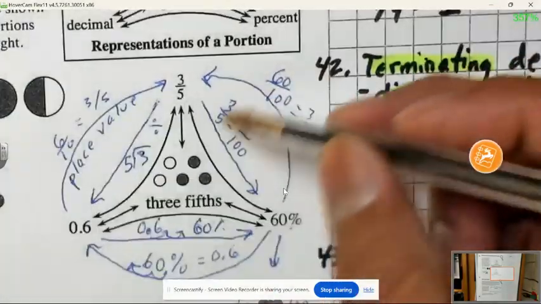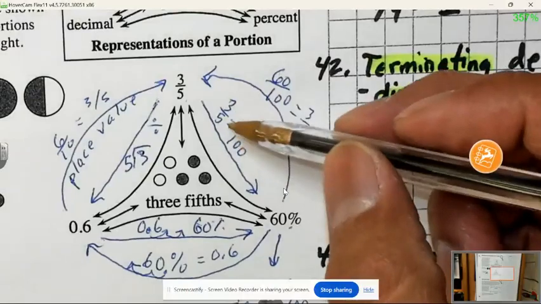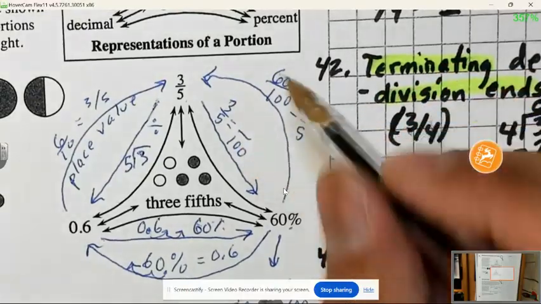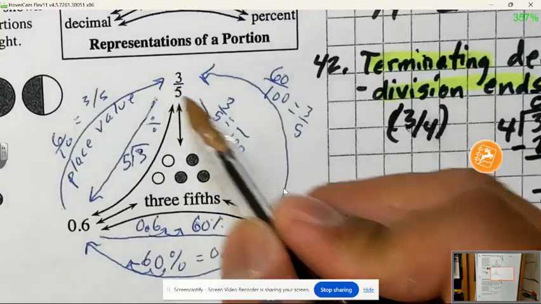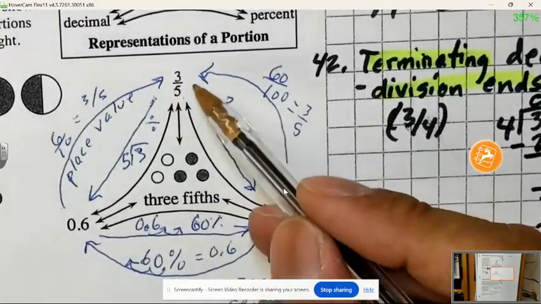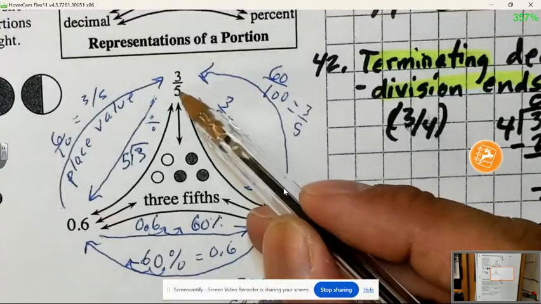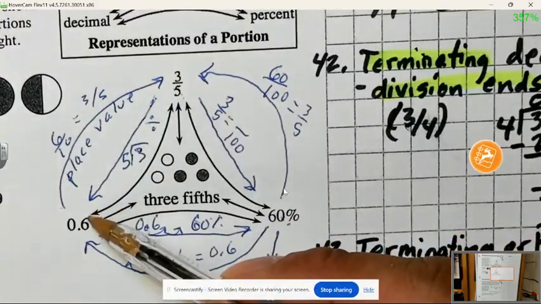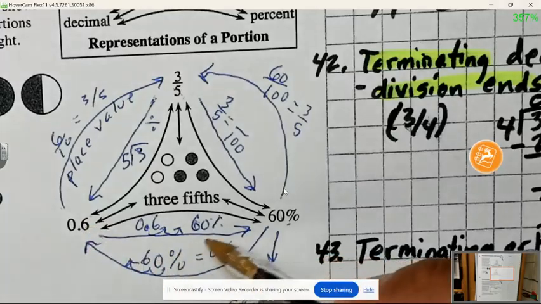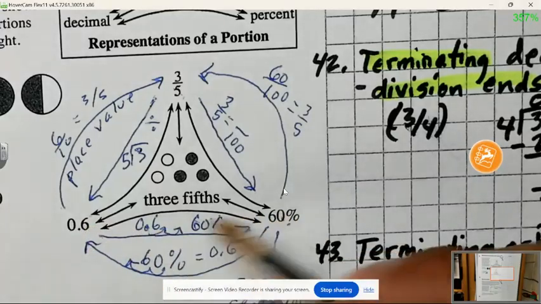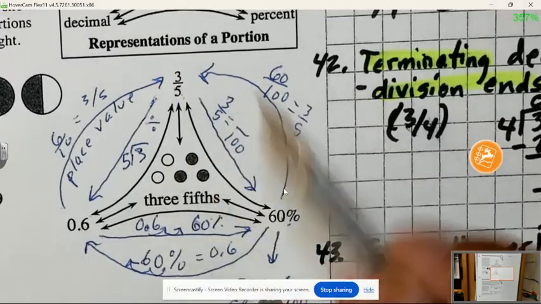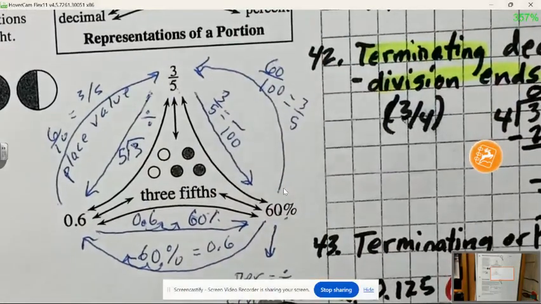Okay? Now, some of these can be circumvented. Like, let's say that this is difficult. I don't know proportions yet. I don't know how to solve proportional equations. So if I want to change 3/5 to 60%, I can go this way. Divide 3 divided by 5, that'll give you a decimal. And then move the decimal twice to the right. Okay, so save this. This is a very important little graphic that you can use.